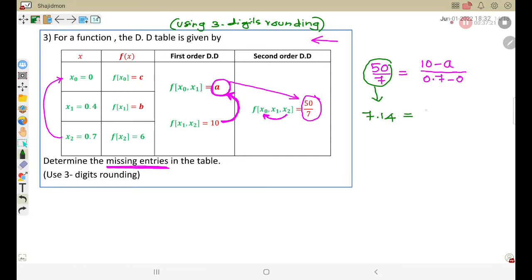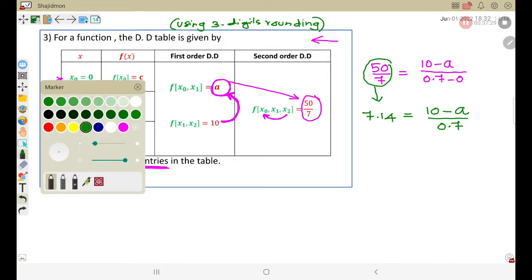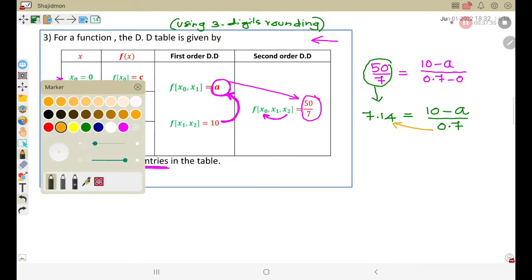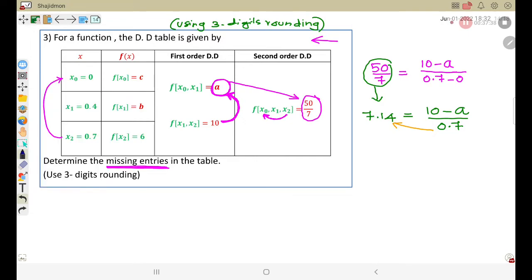7.14 equals (10 minus a) divided by (0.7 minus 0), meaning 0.7, correct? Now cross multiply this number to here. 0.7 multiplied by 7.14, what will be the number? You will get from the calculator 4.998, like that, correct? But how many digits do we need to take? We only need to take 3 digits.